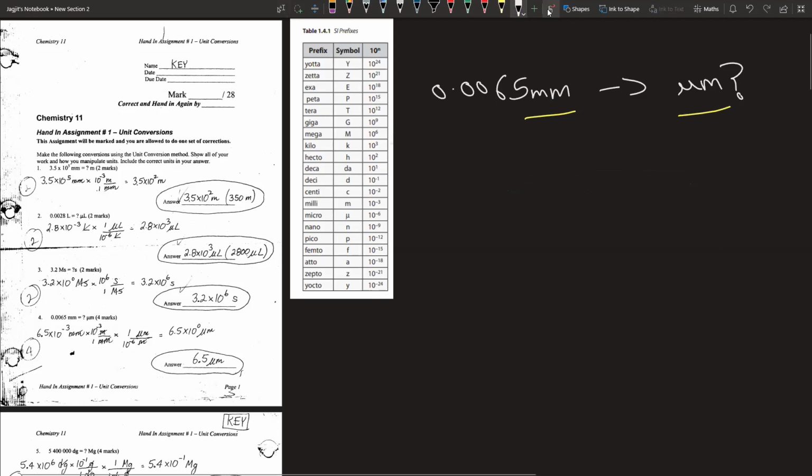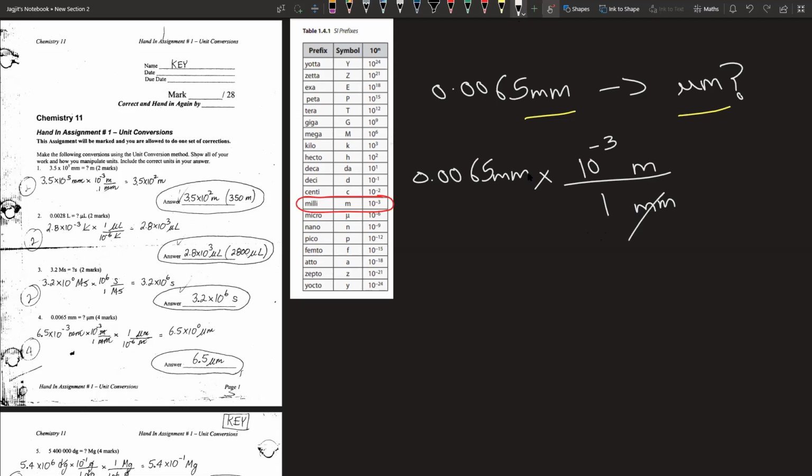So they gave me 0.0065 millimeters. Okay, I cannot go to micrometers directly. So what we're going to do is, you see, I have millimeters at the top. I put same unit at the bottom. But we're going to first convert it to meters. I put 1 beside my non-regular. And what does milli stand for? If you go look for milli, it's 10 to the power minus 3. What that means is 1 millimeter is 10 to the power minus 3 meters. Millimeter, millimeter cancels. Now we're at meters.